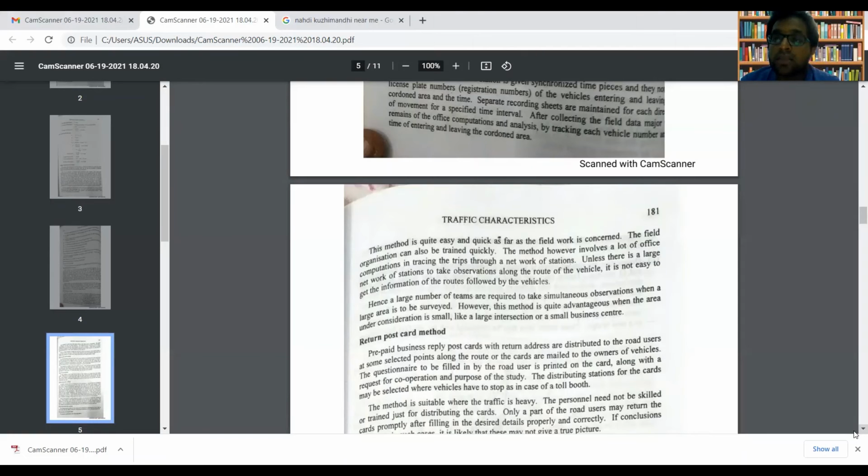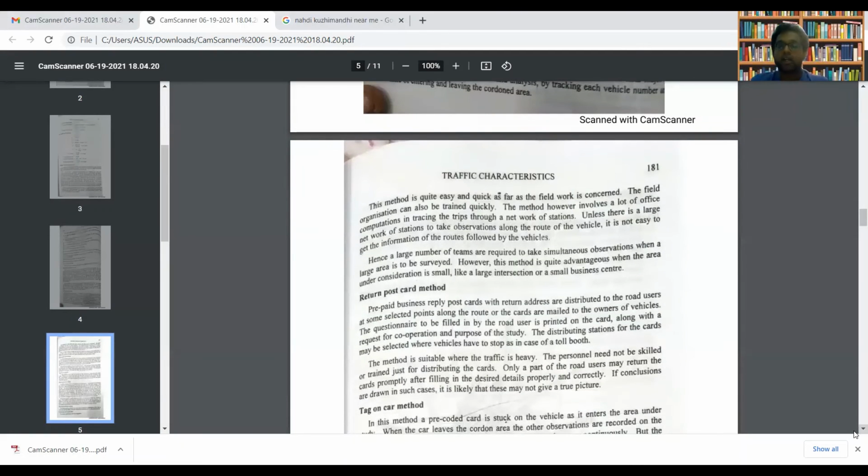So the number of teams required for conducting this origin and destination survey will be very large. A very large team is required for taking observations, noting down the details, and also for carrying out the office work.